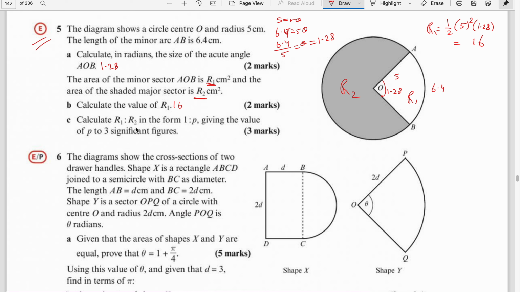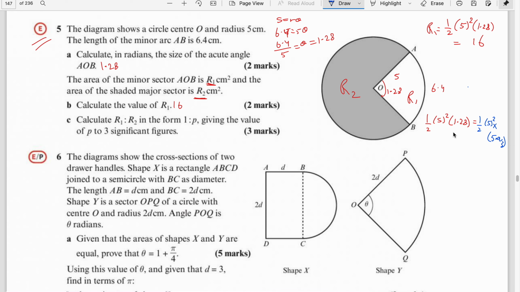Calculate R1 ratio R2 in the form 1 ratio P, and give the value of P correct to 3 significant figures. For R1, the value is already there, but I'm just writing this: 1/2 R² × 1.28. On the other side, for R2 it is 1/2 R², still the same, multiplied with θ, which is 2π − 1.28, and that is 5.003.